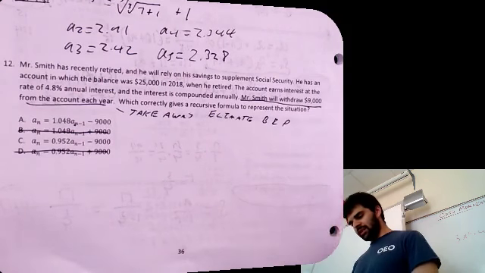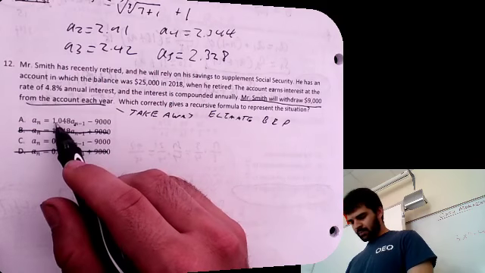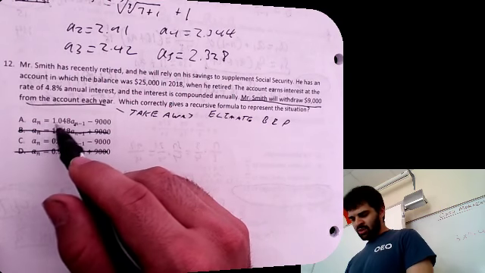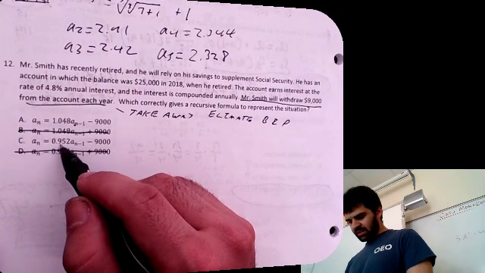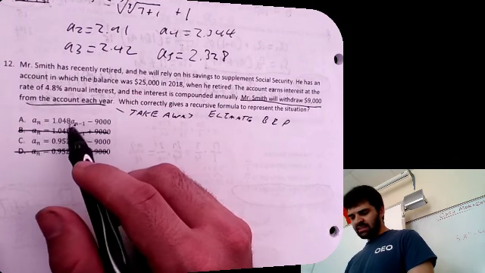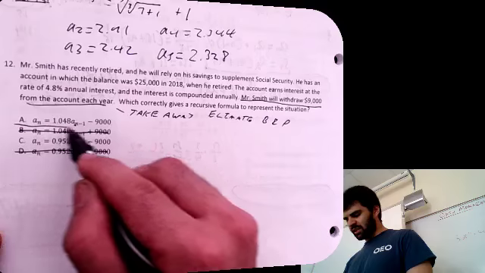And now we look at what the interest rate is. Is it 4.8% or 95.2%? The interest rate is 4.8%, so that's going to leave us with the answer choice A.